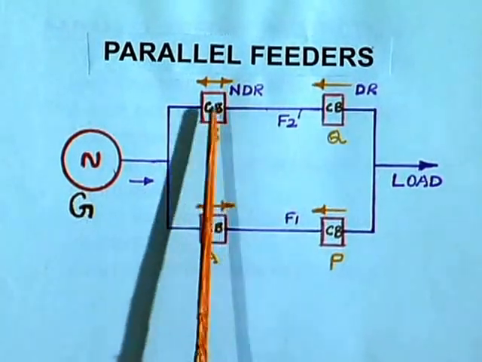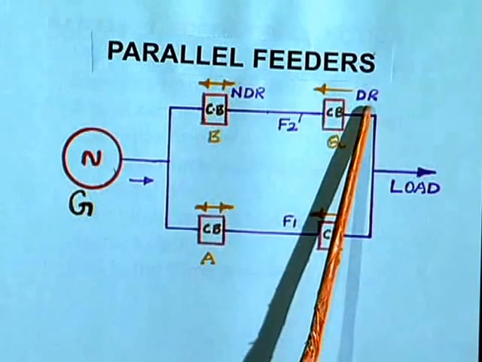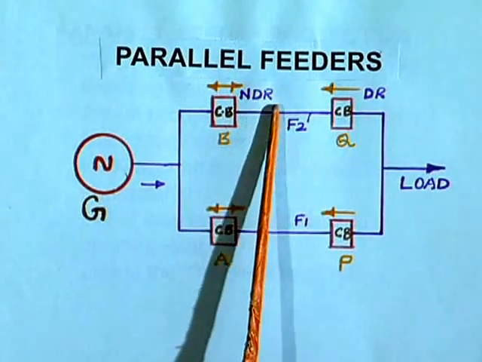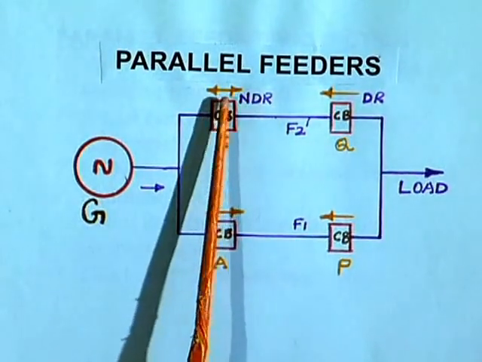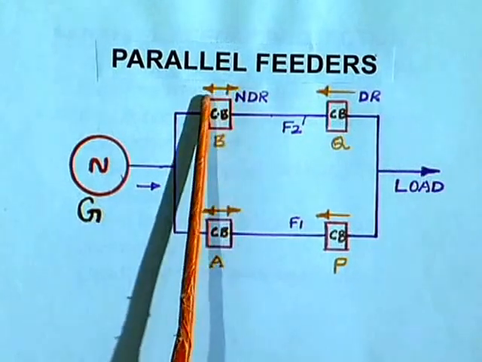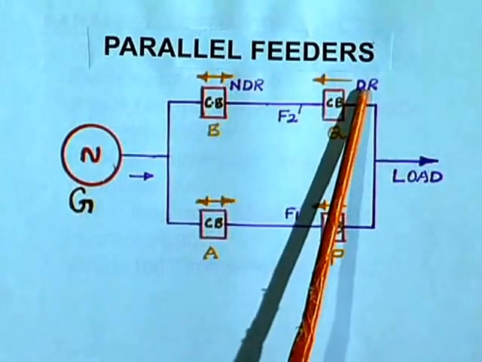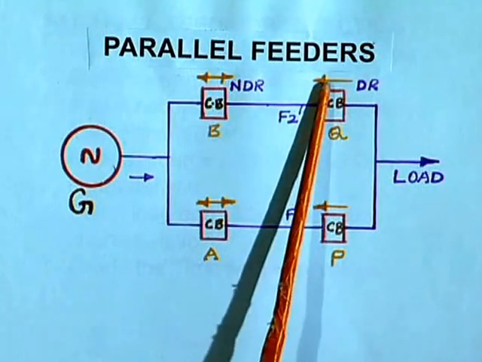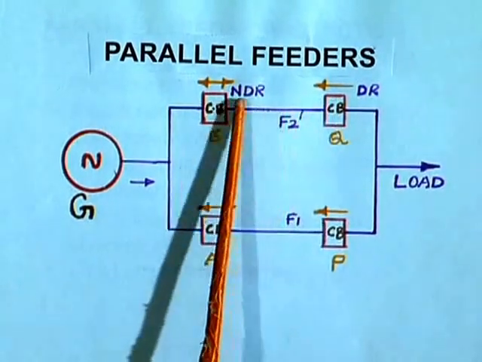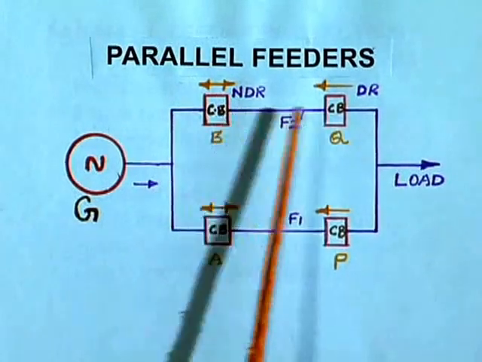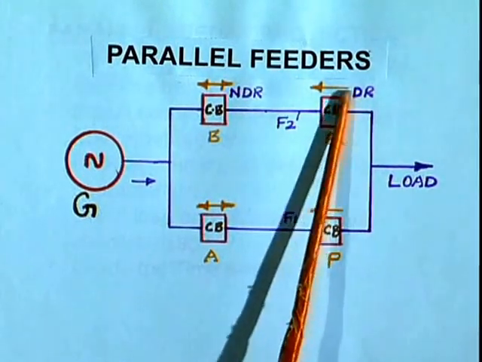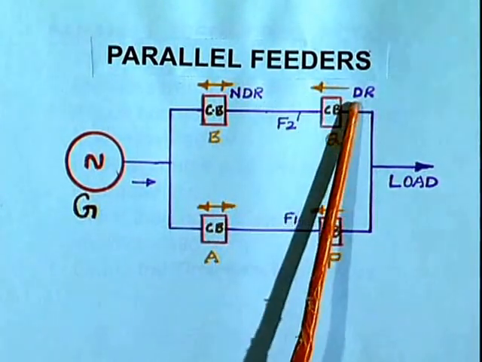Now you can identify here NDR and DR. NDR means non-directional relay, where the relay can operate in both directions. Here the arrow mark is shown in both directions, this side as well as this side, and for the directional relay the arrow mark is shown in only one direction. So non-directional operates in both directions. Directional relay operates in only one direction, not the forward direction.